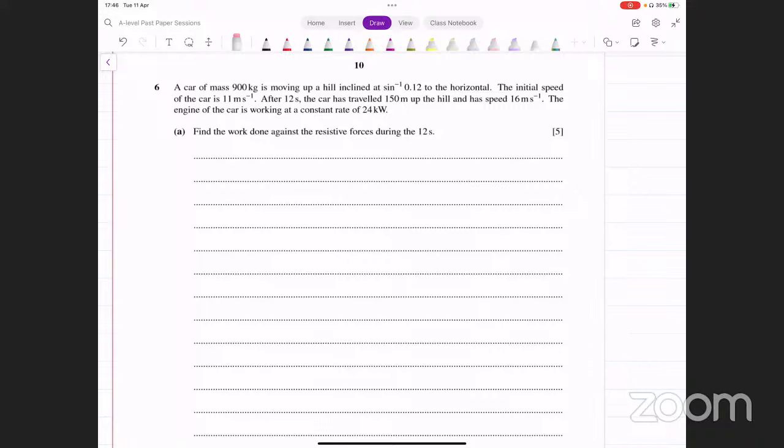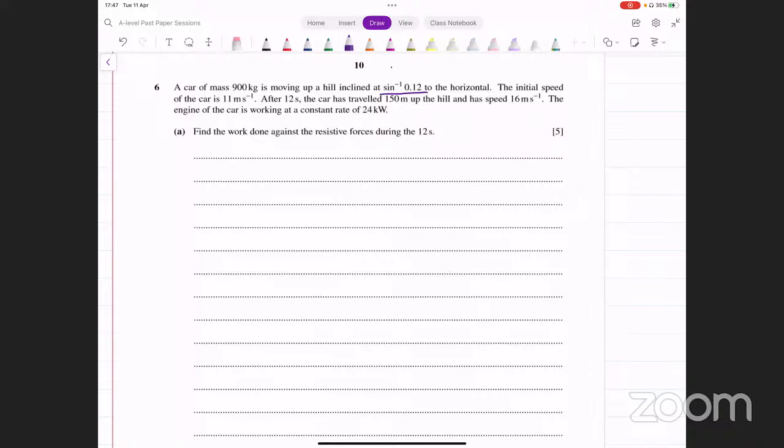Okay. All right, let's resume. Question number 6 from this paper. A car of mass 900 kg is moving up a hill inclined at sine inverse of 0.12 to the horizontal. So this is actually the angle that's given, sine inverse of 0.12. The initial speed of the car is 11 meters per second. After 12 seconds, the car has traveled 150 meters up the hill and has speed 16 meters per second. The engine of the car is working at a constant rate of 24 kilowatt. Find the work done against the resistive forces during the first 12 seconds. That is what we need to figure out.